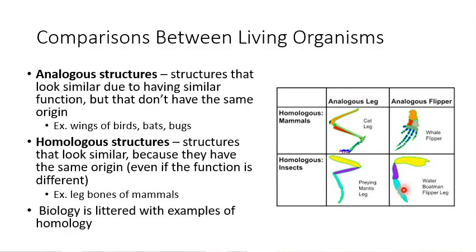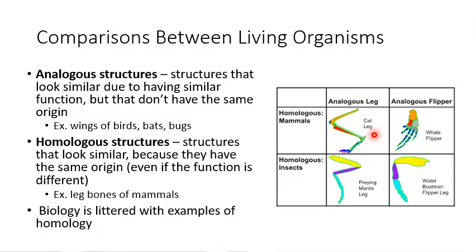So this table is showing that if you compare the leg of a cat to the leg of a praying mantis, they have a similar shape. Those are analogous structures. They're both used for walking, that's why they're shaped similarly, but they do not share an evolutionary origin. If you compare the leg parts of a praying mantis to the leg parts of another insect, you see the same parts, even if the legs are used for different things. For instance, the water boatman leg is actually used for swimming. But they have a similar structure because they're both inherited from the same ancestor.